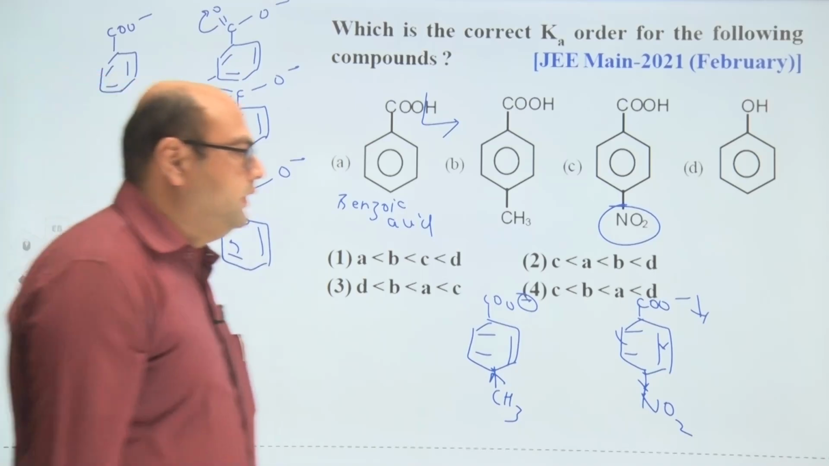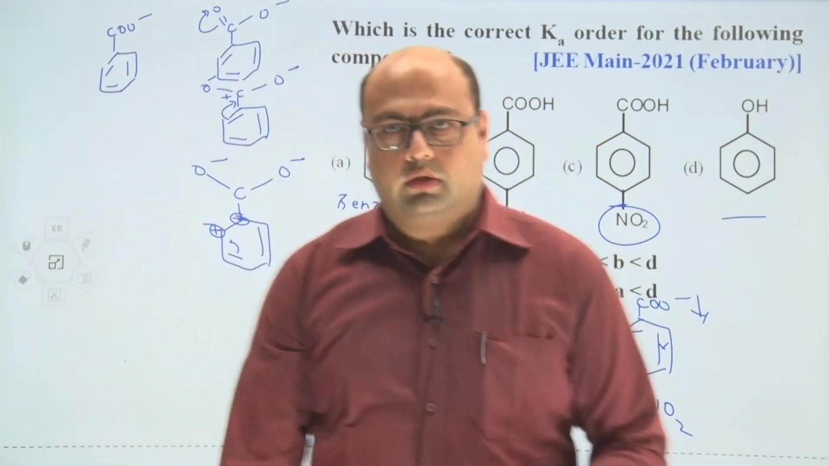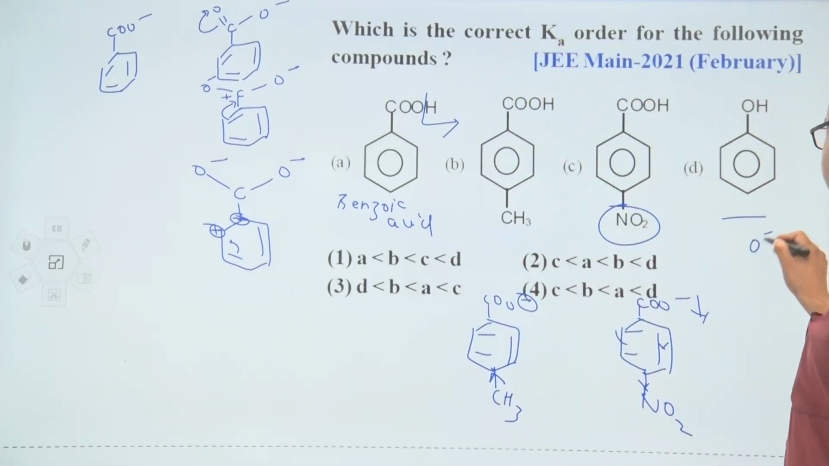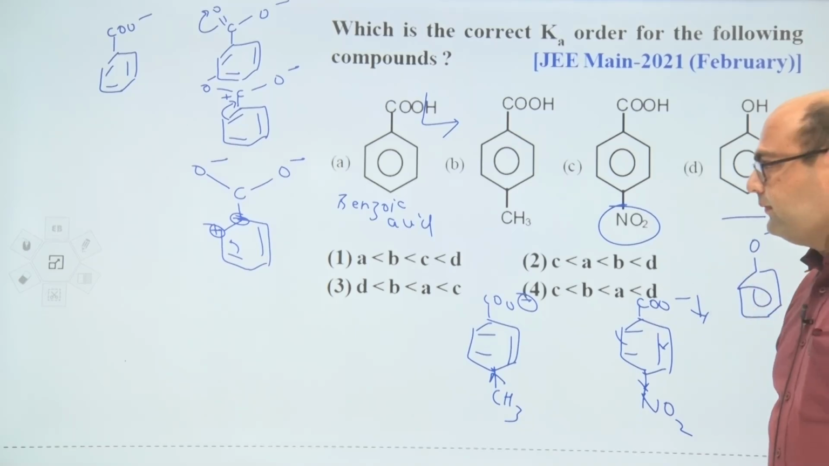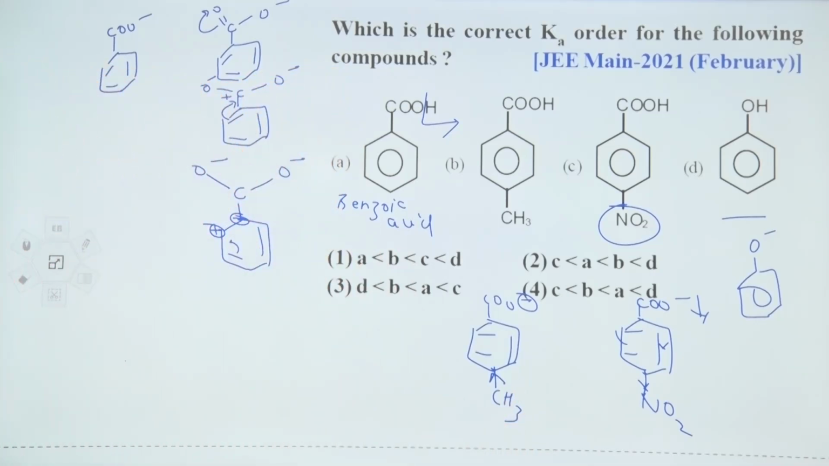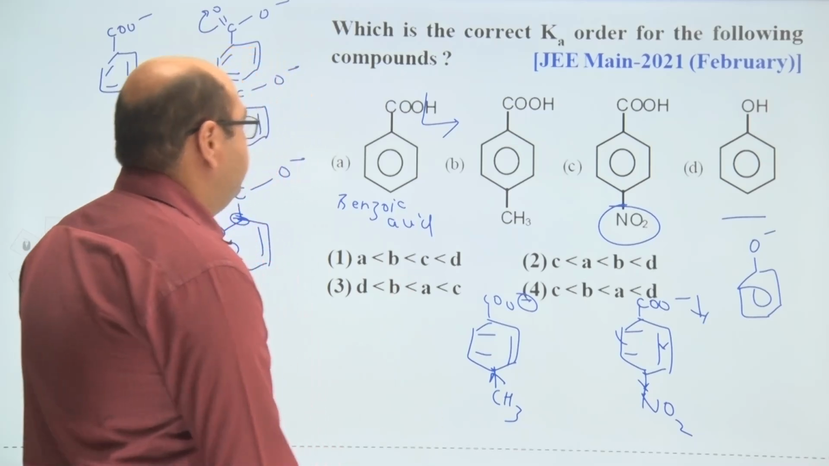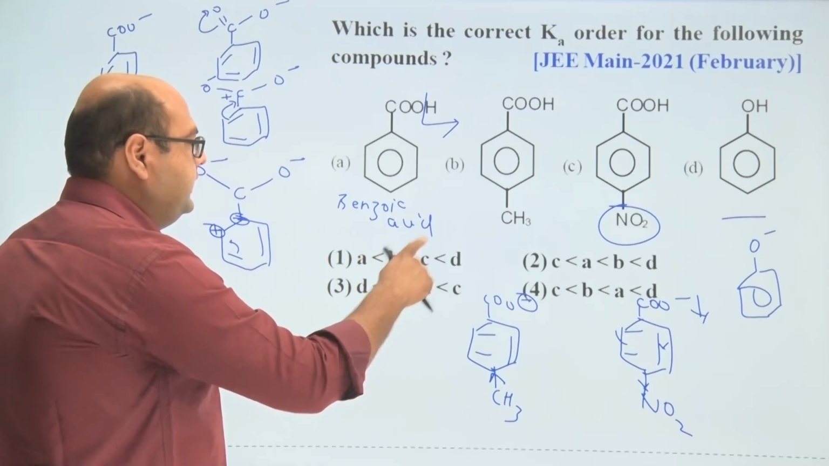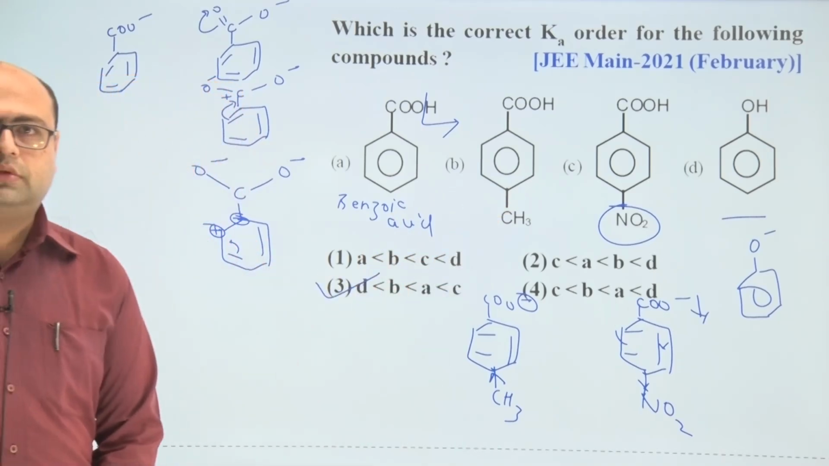The fourth compound is simple phenol. When it loses the H ion, a negative ion will be formed, O minus. It will be stabilized by resonance, but it is a very weak acid as compared to the other acids. Okay, so what will be the acidic strength order? The maximum acidic strength will be of C, then A, then B, and then D. So the correct option will be the third one.